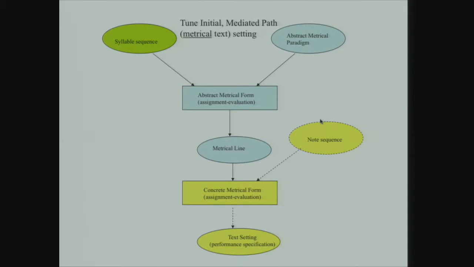But now the text is metrical. You have the text to start out with. Oh, this is wrong. I should have said text initial. Metrical text, text initial mediated path, okay? So that means you have a metrical text, and now you're composing a note sequence that corresponds to the metrical text. That's easier, right? For reasons that we talked about before, at least for certain kinds of texts, there are these prosodic tune families, which limit pretty drastically the rhythmic possibilities available to you, and that's what you want as a composer.